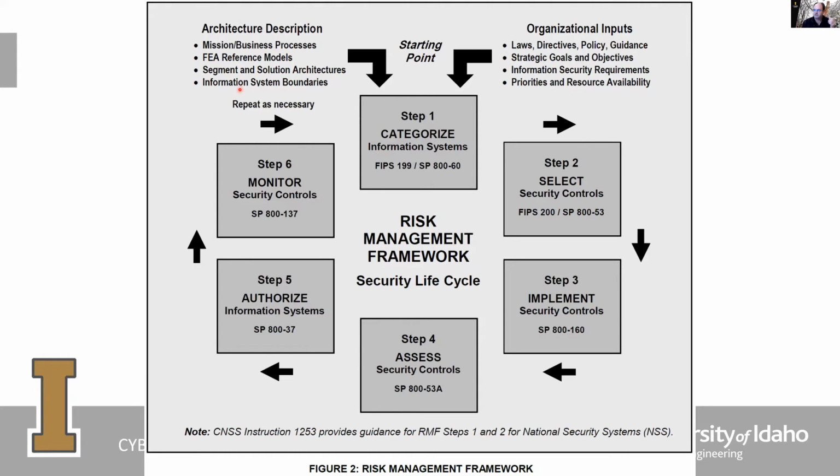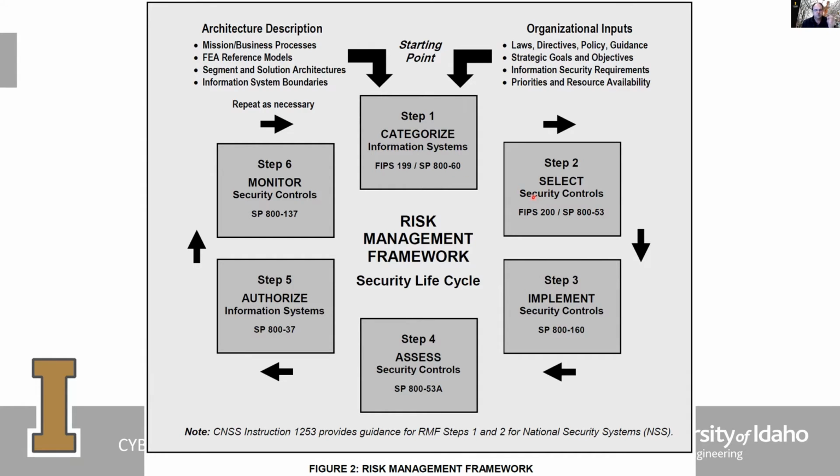The architectures for the segments and solutions, information system boundaries. What are those boundaries? You don't have to know what all these terms mean. Just know they're here. And then also the laws, directives, policy, and guidance, strategic goals and objectives, information security requirements, priorities, and resource availability. And that all gets you into step 1, where now you can categorize the information system. What type of information system is it? Well, there's the Federal Information Processing Standard, FIPS 199, or NIST Special Publication 800-60, another whole document that talks about how you categorize these systems.